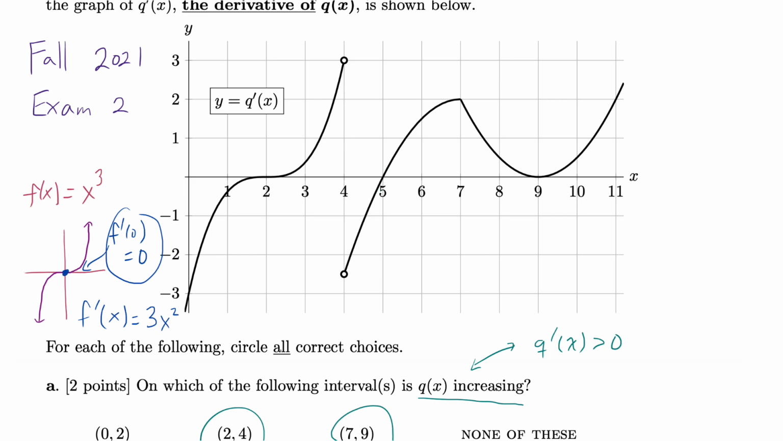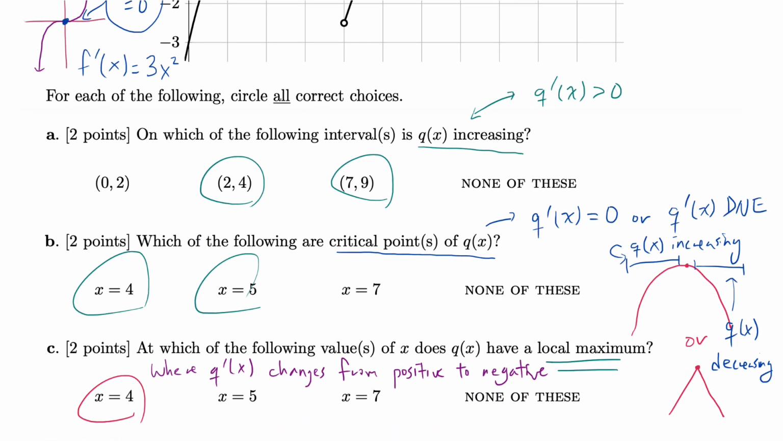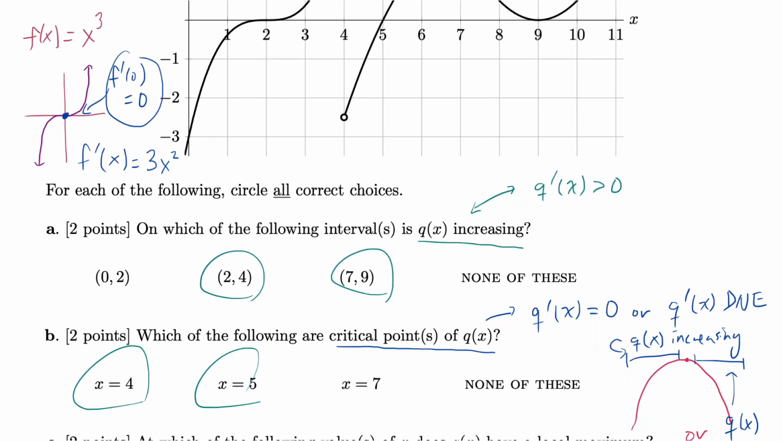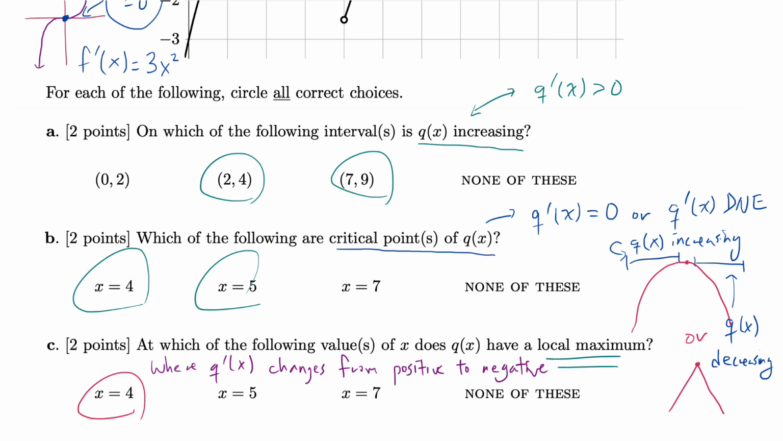Finally, the last choice is x equals 7. So let's see what's happening at 7 here. Where does q prime go from being positive to negative? Well, it certainly does not. It's positive to the left, positive to the right. So here you don't have anything. You don't really have a local maximum. So the only choice that's correct is x equals 4.